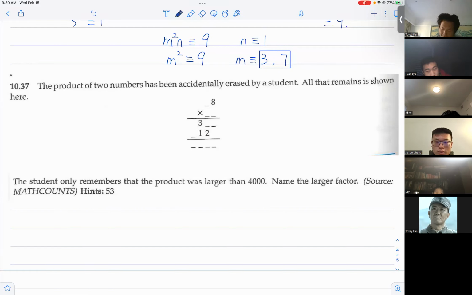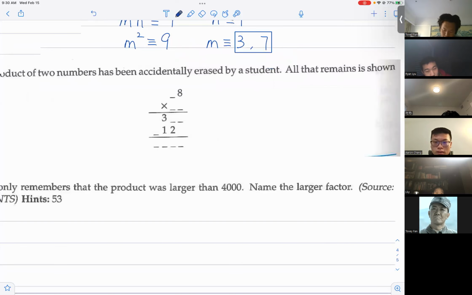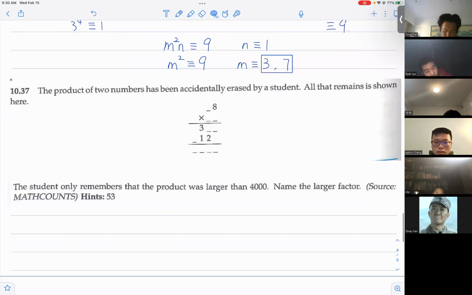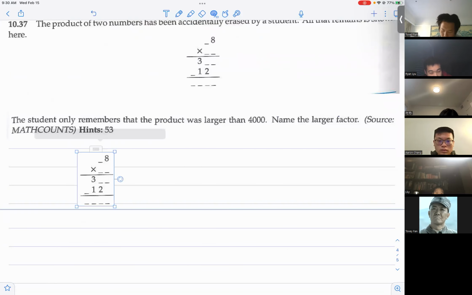So the tens digit is 4 or 9 here, right? We don't actually know, so you can do casework. I'm gonna put one here and also put one here.